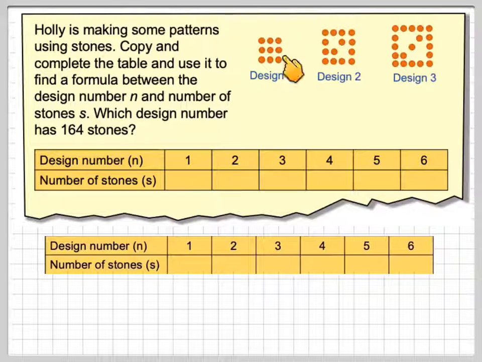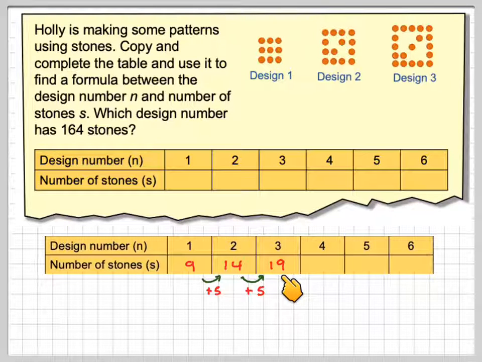So what you need to do is just count the number of stones here and then put the relevant amount there. So that's 9. If you count the second one, you're going to get 14. And you count the third one, you're going to get 19. At this stage, you will realise that they are going up in 5. You're adding 5 each time.